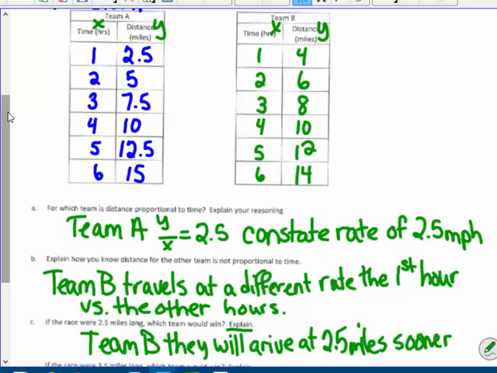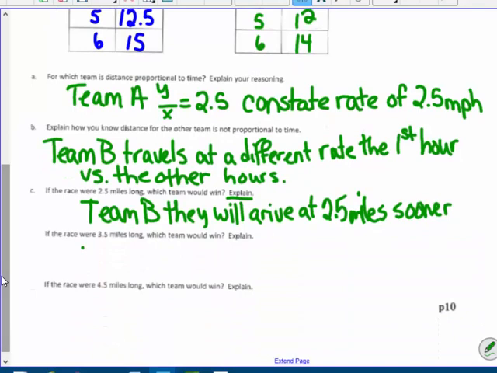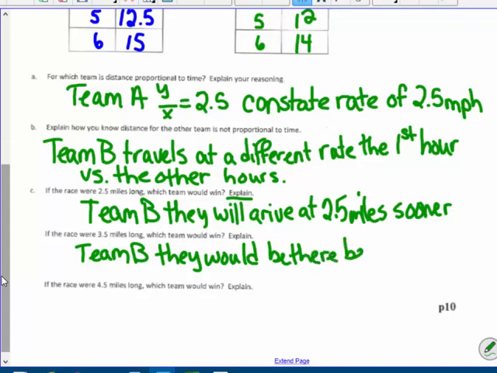Okay, if the race were 3.5 miles, Team B is still going to get to 4 miles in 1 hour. Team A has gone now into the second hour. So again, Team B is going to win, and for the exact same reason, because they would be there before the first hour.